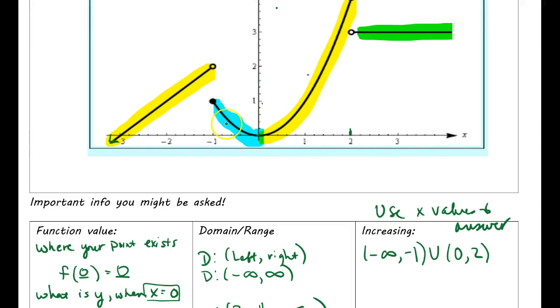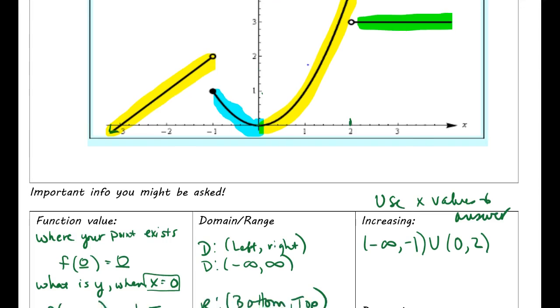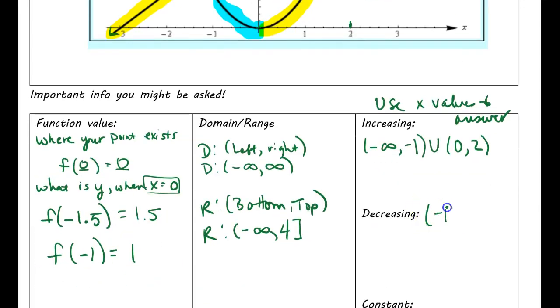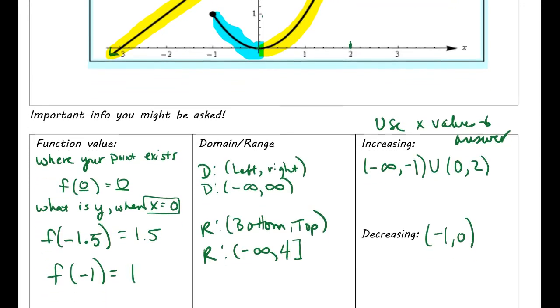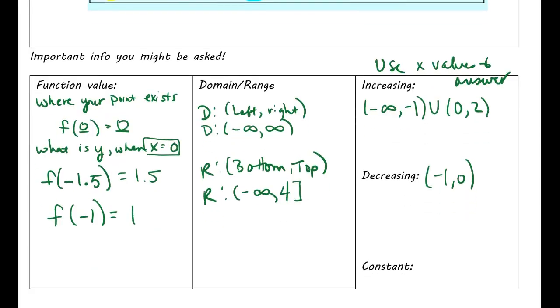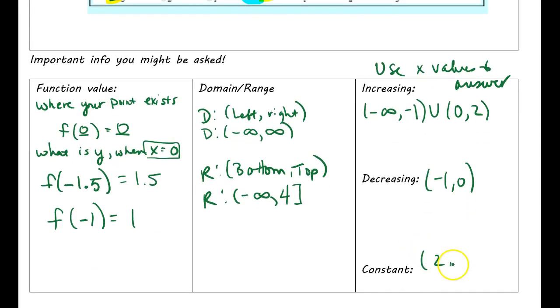So decreasing is the blue, so what x values is that? That would be from negative 1 to 0. So that's what I'll put here, negative 1 to 0. And the constant interval is that green line, which goes from 2 all the way out to forever, because there should be an arrow on that. So 2 comma infinity. So I'm giving all of my answers in terms of their x value, and I like to use parentheses on all, but like I said, some of your teachers might let you do brackets on the ones that are filled in circles.